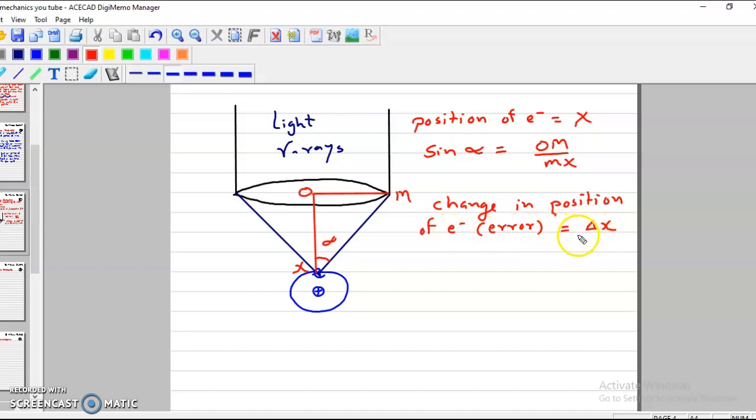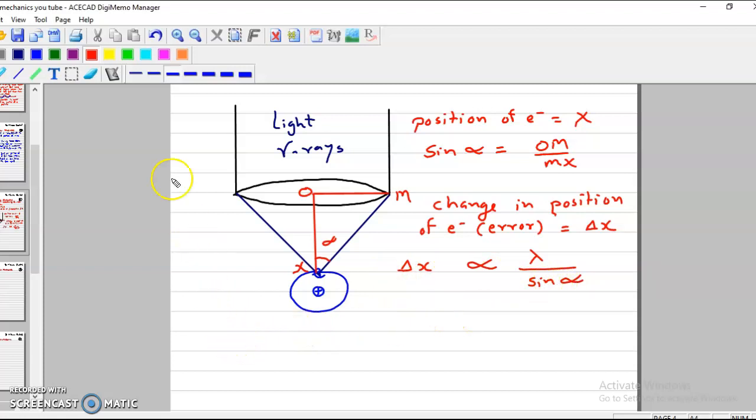So delta x is a change in position of the electron, or we can say it is an error in measurement of the position of the electron. Now what is the relation between delta x and lambda, the wavelength, and sine alpha? We can say that delta x is proportional to lambda upon sine alpha. That means if the wavelength of light is increasing, the error of measurement of position increases. And if sine alpha decreases, then the error will be increasing, because it is inversely proportional.